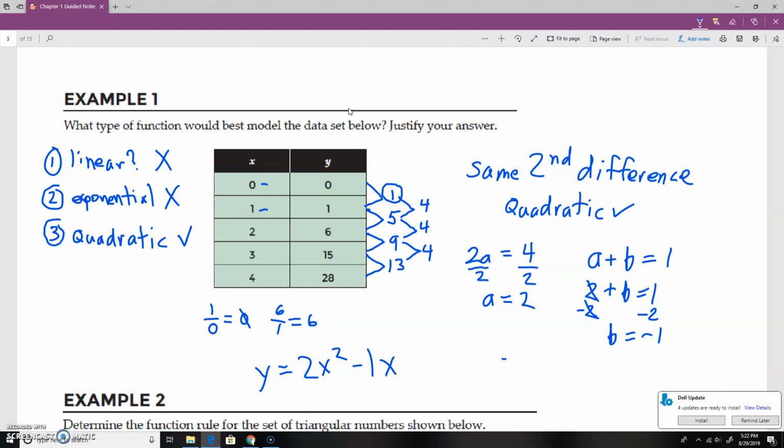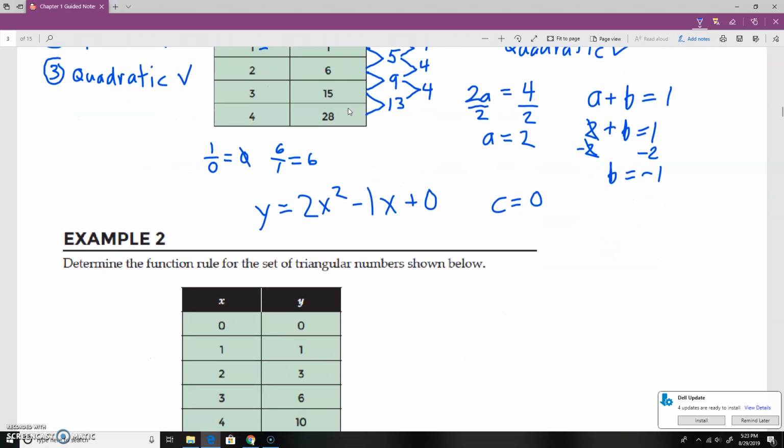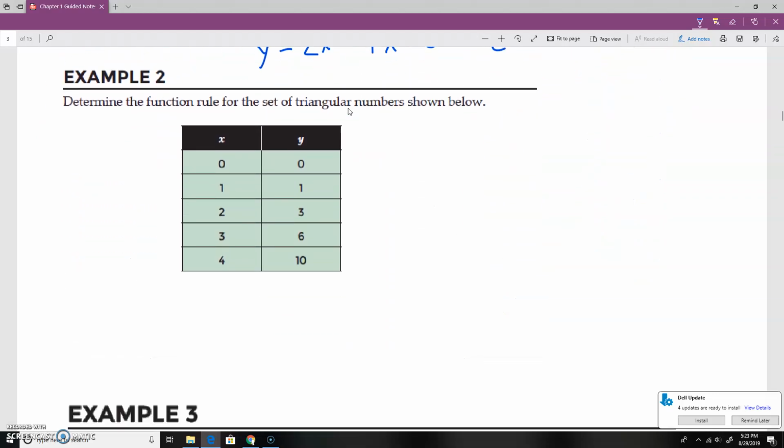Now my c value is going to be where x equals 0. Where x equals 0, my y value is 0 for this one. So my c value is just 0. I would simply have a plus 0 at the end, or I could just leave it blank. Either one's fine. So there would be my final equation. All right, let's try one more of those.